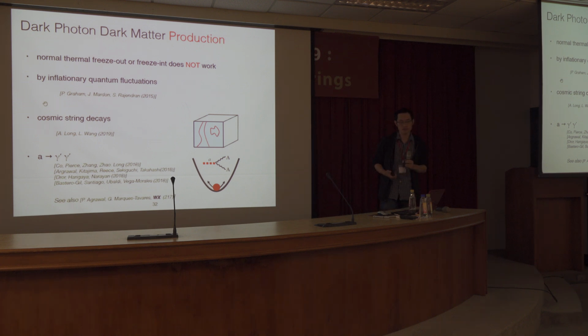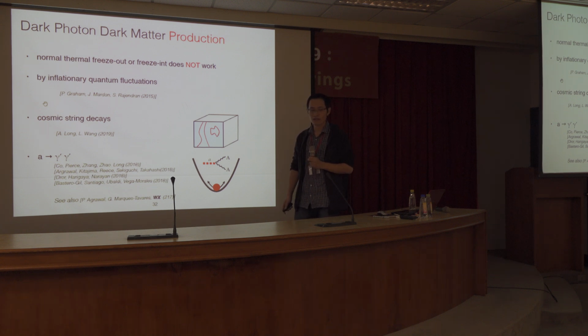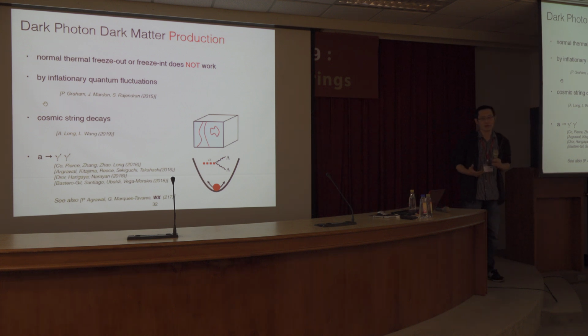And how do you produce them? Usually when we talk about WIMPs, why are they attractive? It is because they have thermal production. It doesn't depend on initial conditions. Unfortunately, dark photons or axions depend on initial conditions, so how do you set them? The normal thermal freezing doesn't work.